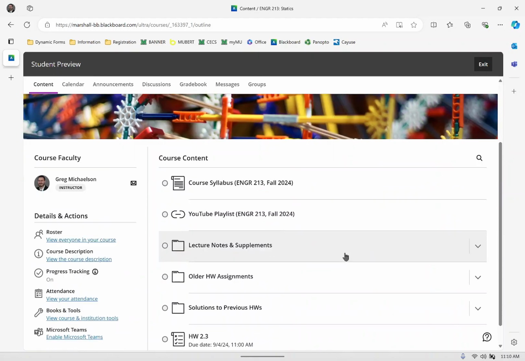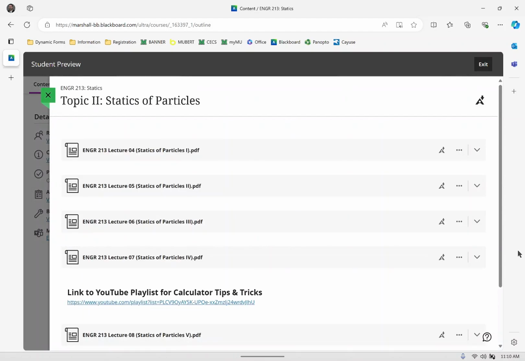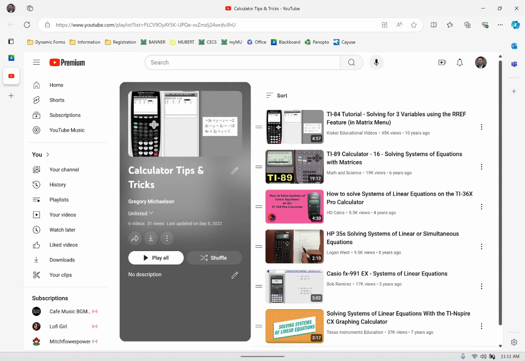If you have another calculator besides that, go onto the course shell on Blackboard, into lecture notes and supplements, into the particle statics, and you're going to see this link. If you click this link, it's going to take you to a YouTube playlist. I've collated a list of videos on how to solve systems of equations with calculators other than the Casio. So I'm hoping between what I'm showing you in these slides and what I've got here, you should be able to do it on just about any calculator. I'm going to follow the Casio because it looks like most of you have one. So far, so good?